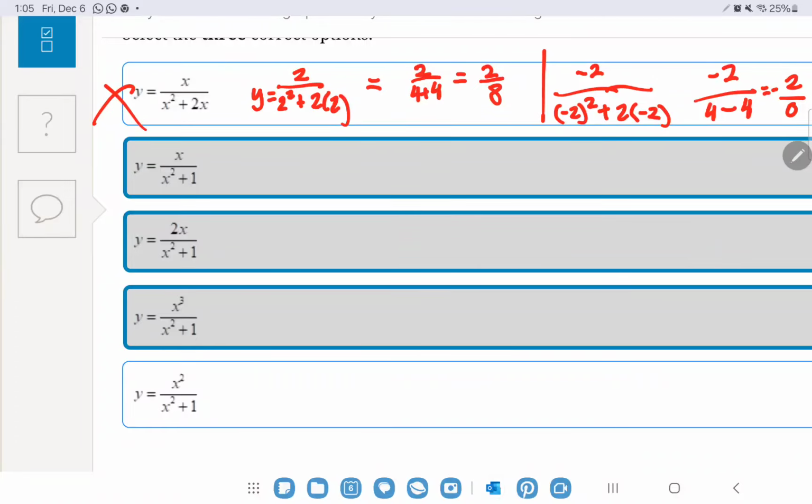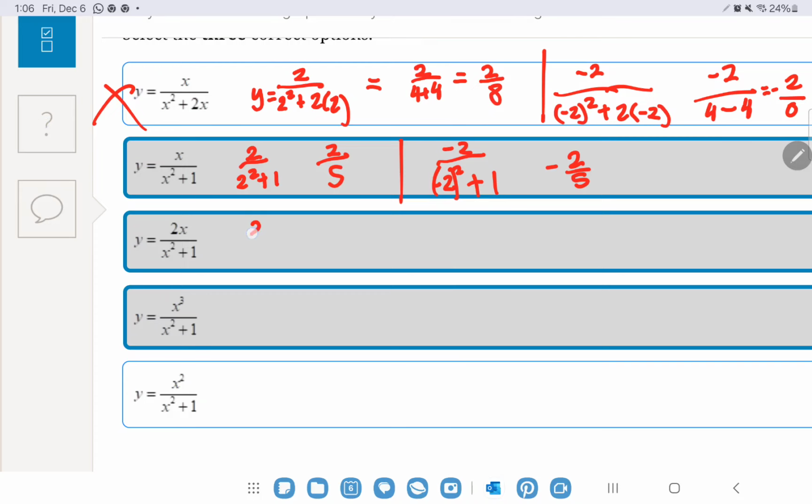So now let's try the next one. Let's see, 2 over 2 squared plus 1 is 2 over 5. And now let's try negative. So negative 2 over negative 2 squared plus 1 is negative 2 over 5. That's what your answer should be, so that when you substitute x and it's negative, you should get the same answer except once it's positive, once it's negative. That's what an odd function means.